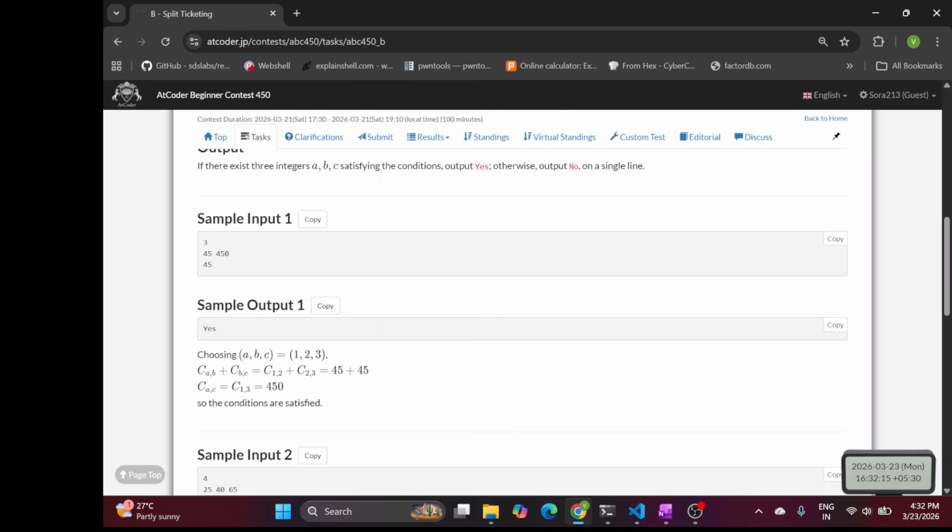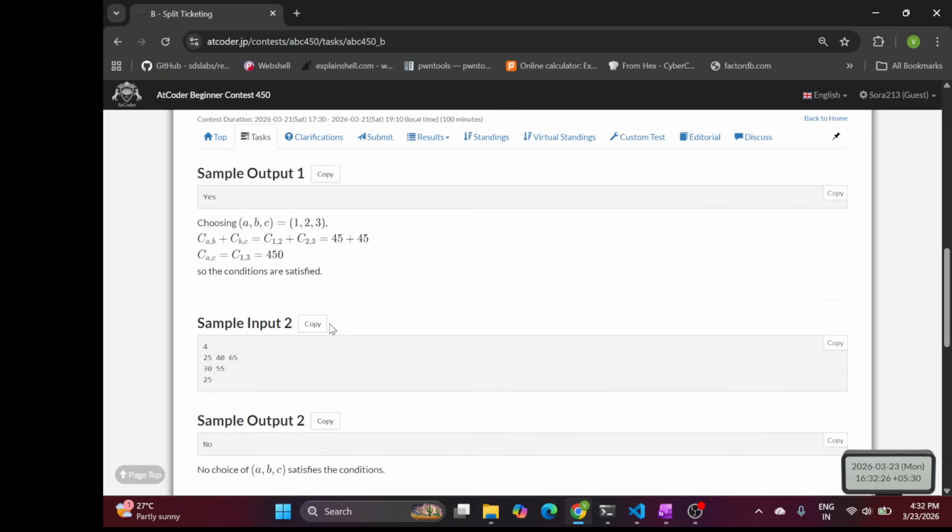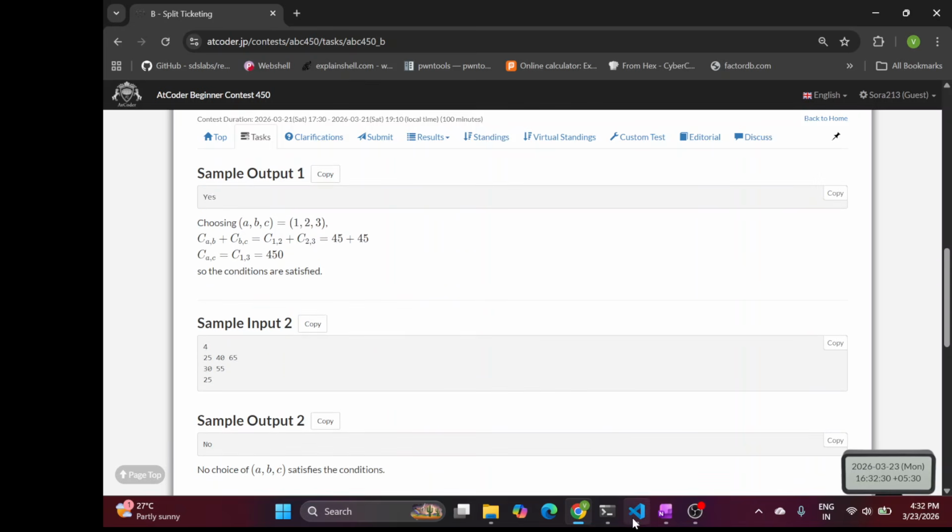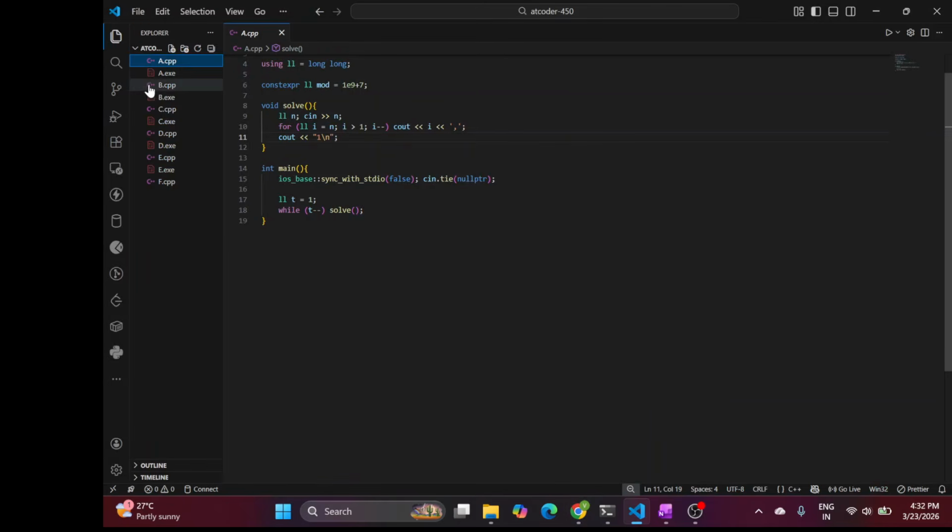As we can see here, the triple is A, 1, 2, and 3, and we just calculated the values here. It comes out to be 90 and 450. So 90 is less than 450, so it satisfies the condition. In the second one, similarly, no such triple is found. So let's just check the code for the brute force.